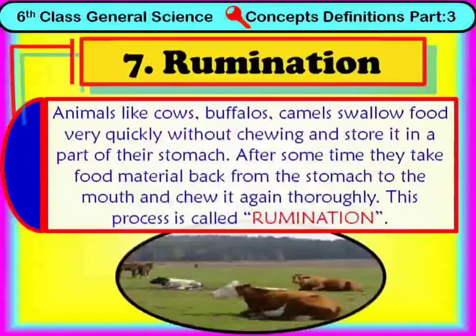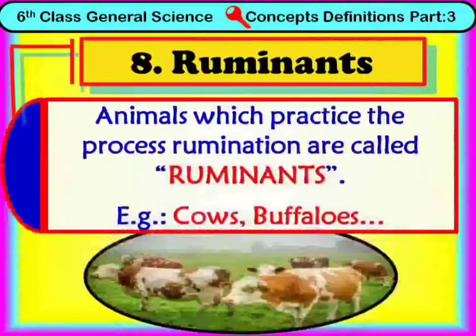Rumination. Animals like cows, buffaloes, camels swallow food very quickly without chewing properly and store it in a part of their stomach. After some time, they sit leisurely, take food material back from the stomach to the mouth and chew it again thoroughly. This process is called rumination. Ruminants. Animals which practice the process of rumination are called ruminants. Cows, buffaloes, camels are examples for ruminants.